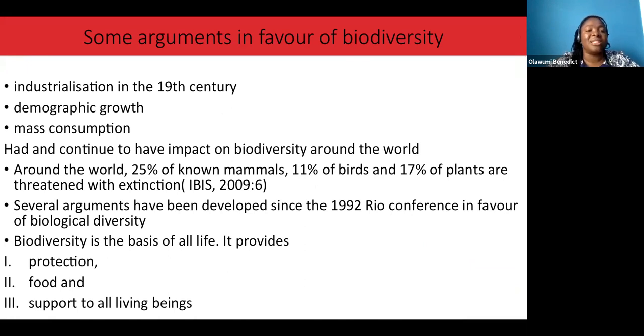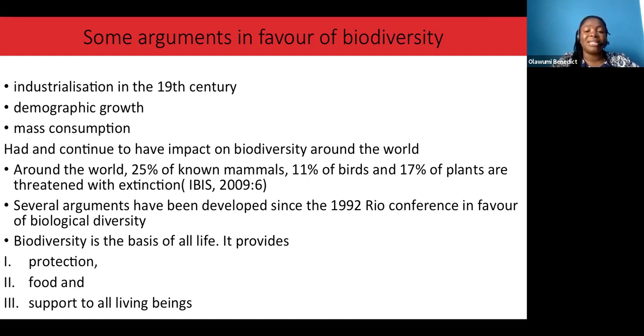The progress of industrialization in the 19th century, the demographic growth, the mass consumption, all of this has had and continues to have impact on biodiversity around the world. And this has generated arguments why a lot of talk has been around biodiversity. It has been estimated that around the world, 25% of known mammals, 11% of birds, and 17% of plants are threatened with extinction right now. And that means that very soon, if we go on at the rate at which we're going, some species will not be available anymore at the end of this decade.